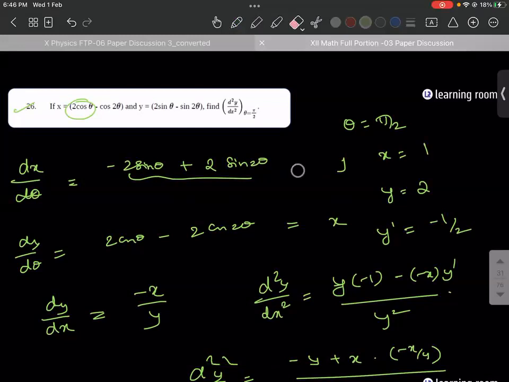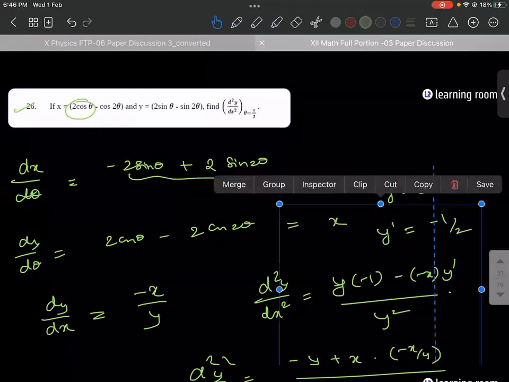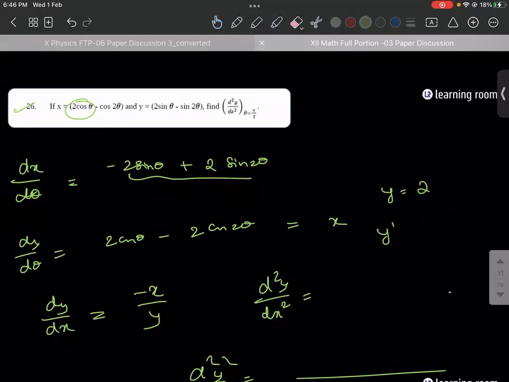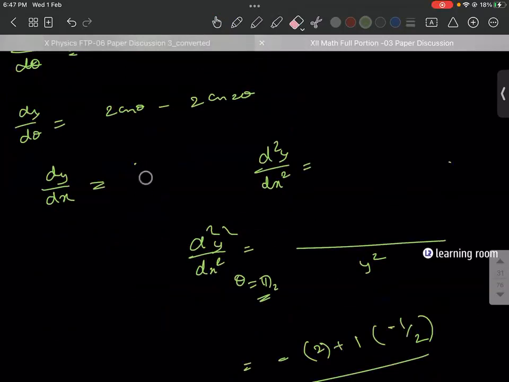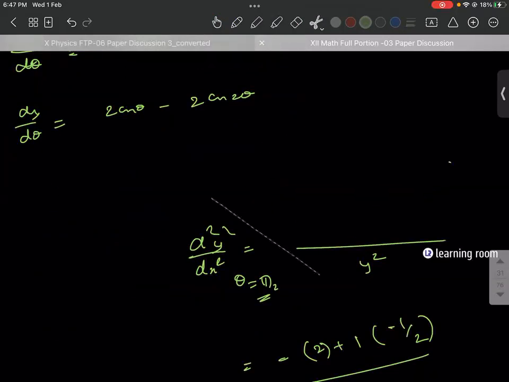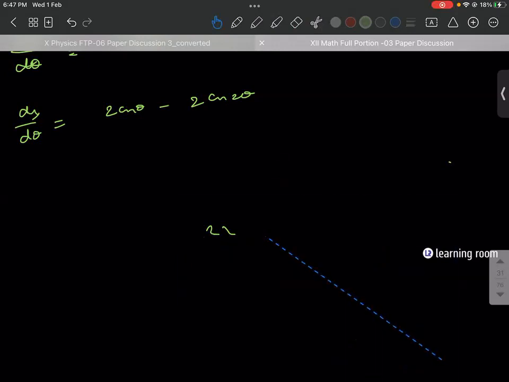Okay, we'll go with the direct method. Let's not go with this. First of all, space is a constraint for me. I'm not able to cross check. My screen size is small. Okay, listen to this.